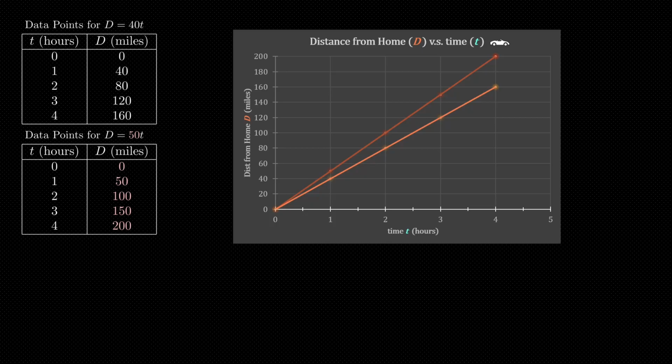Since going 50 miles per hour is faster than 40 miles per hour, if t increases by 1, then we expect the 50 miles per hour car to cover more miles, which means faster vertical increase along the d-axis.